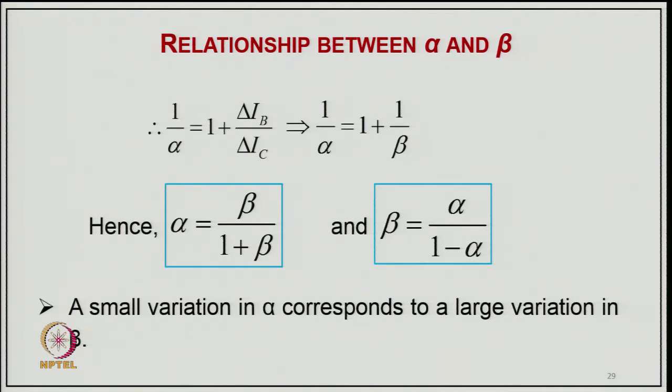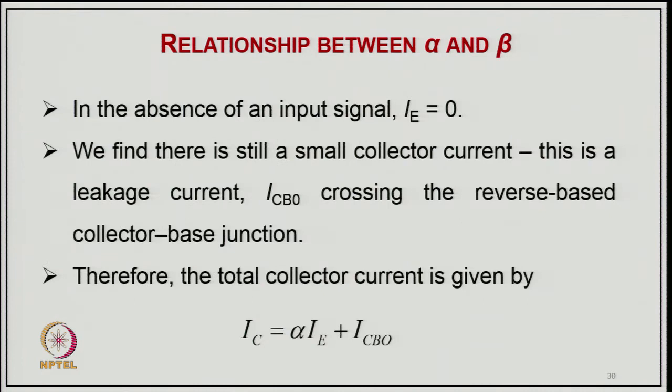So, you will find the beta will be quite large. A small variation in your alpha will correspond to a large variation in the beta, as from this expression. This is virtually a kind of amplification because of 1 minus alpha.